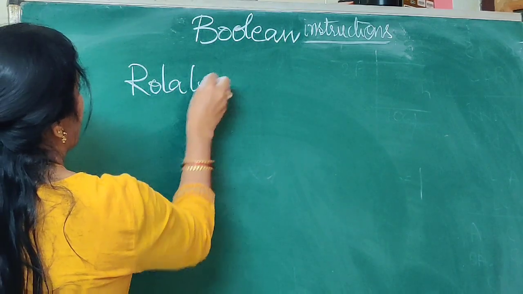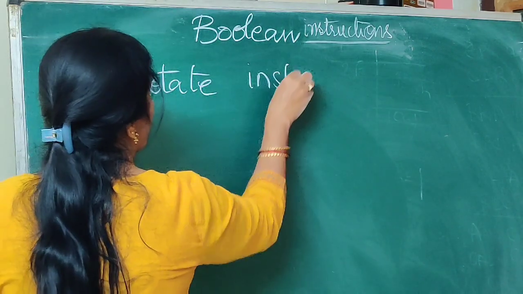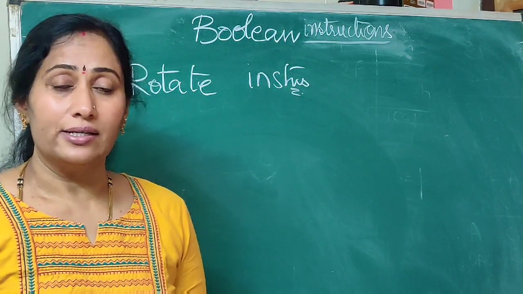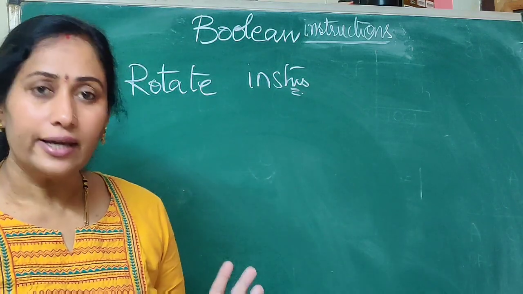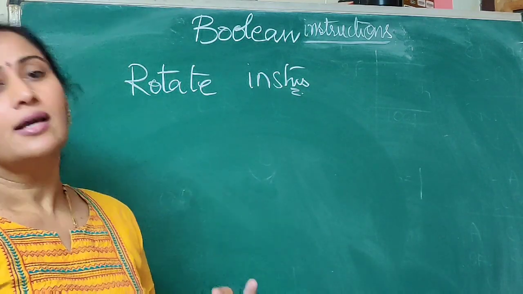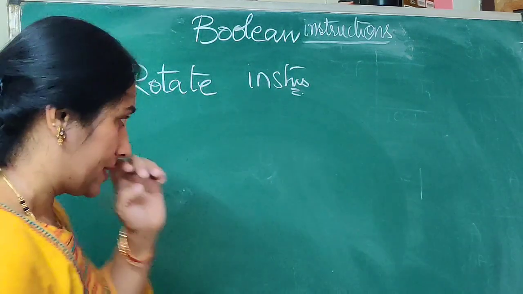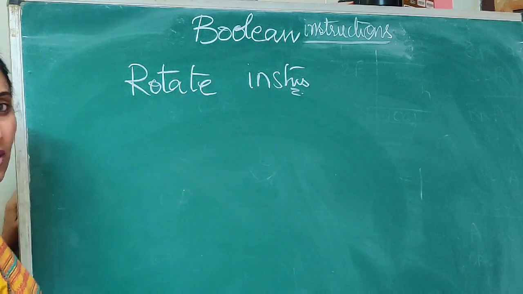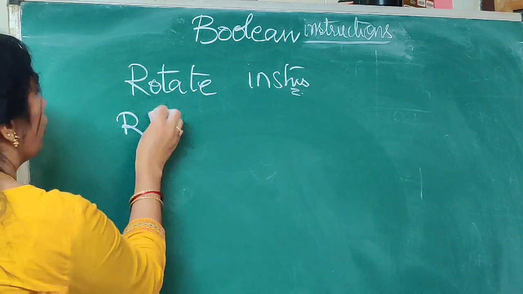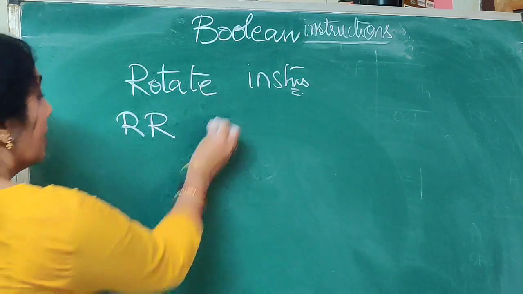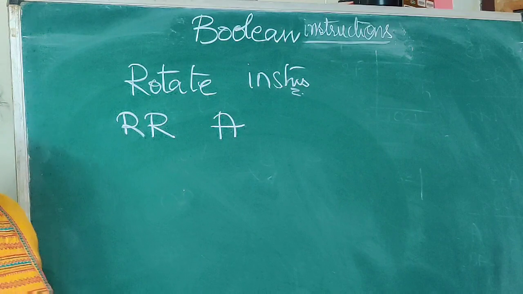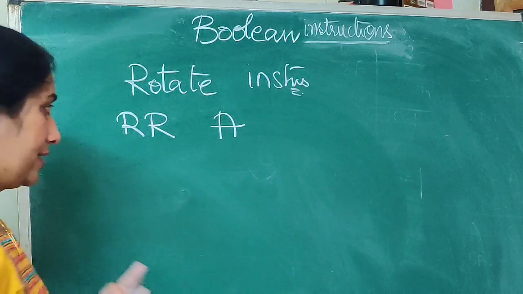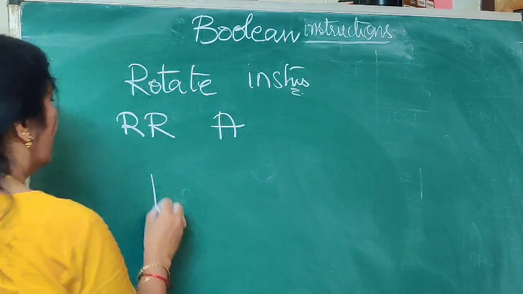Rotate instructions. So this particular rotate instructions, you're going to have 8-bit rotate instructions and 9-bit rotate instructions. So let me first discuss about the 8-bit rotation and then we'll go for the 9-bit. So you're going to have rotate right, and these instructions will work only on the contents of the accumulator. So let me take an example.